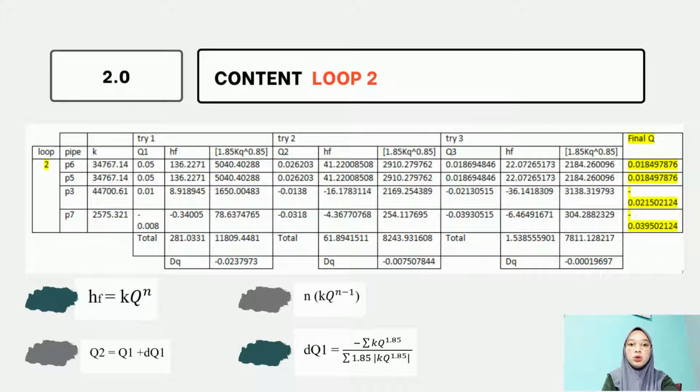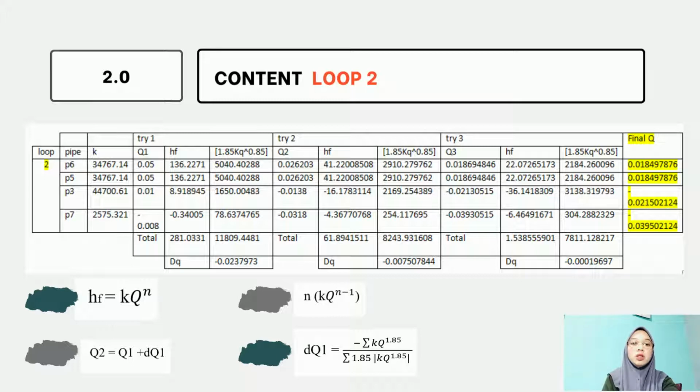Today, I will explain how I calculate loop 2. First, we go to the formulas. The first formula is how to get HF, as you can see in my slide, this is all of the formulas. Next, for 1.85 K Q to the power of 0.85 we use the second formula. For the Q2, we use the third formula. All of the calculation for DQ uses the fourth formula.